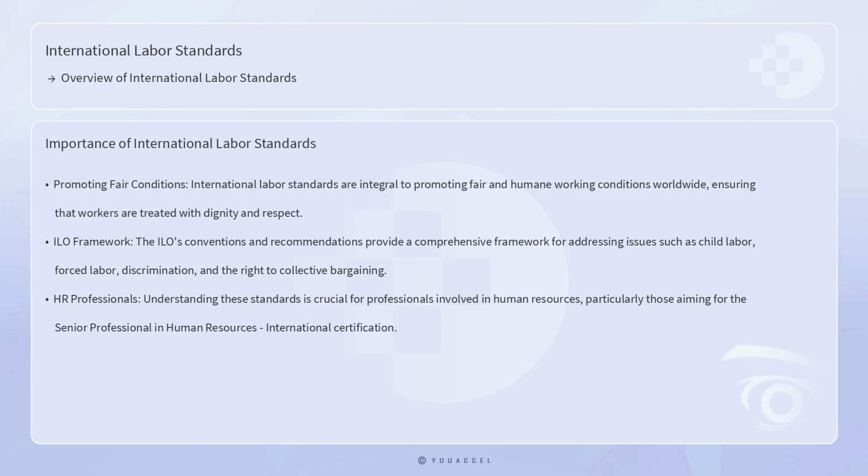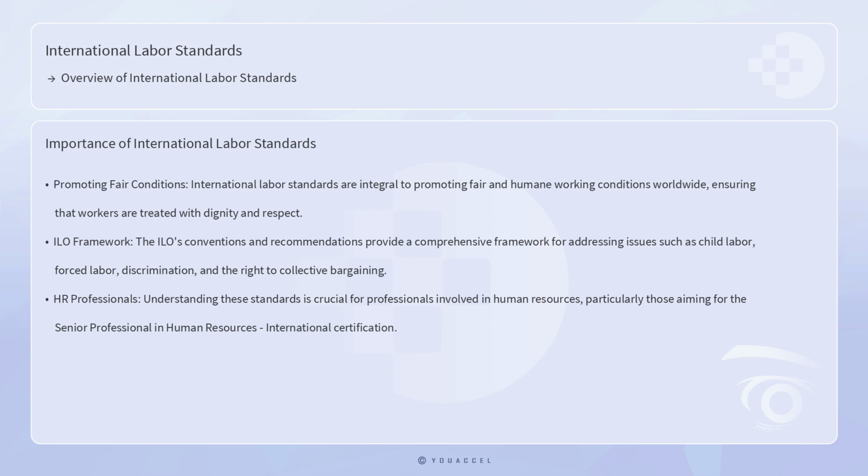These standards, established by various international bodies, particularly the International Labour Organization, set the baseline for labor rights, ensuring that workers are treated with dignity and respect. The ILO's conventions and recommendations provide a comprehensive framework for addressing issues such as child labor, forced labor, discrimination, and the right to collective bargaining, among others.